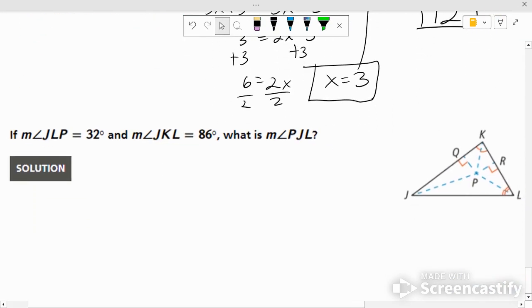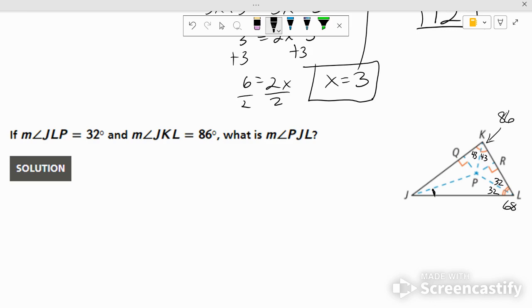All right. If JLP is 32 degrees, this one right here is 32 degrees, and JKL is 86 degrees, this whole thing is 86, then what's PJL? What's this one right here? Okay, this one takes a little thinking. If this whole thing is 86, this is 43 and this is 43. If this is 32, this is 32, which makes 64.